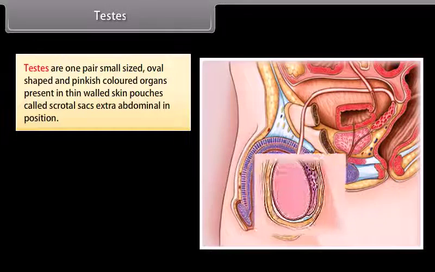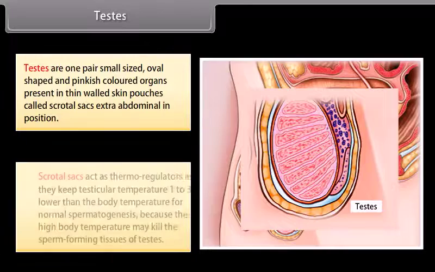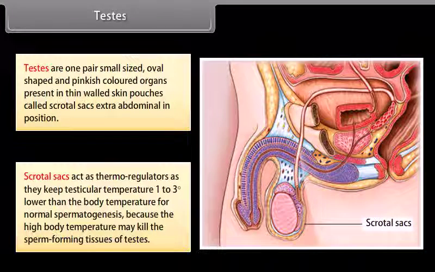Testes. Testes are one pair of small-sized, oval-shaped and pinkish-colored organs present in thin-walled skin pouches called scrotal sacs, extra-abdominal in position. Scrotal sacs act as thermoregulators as they keep testicular temperature 1 to 3 degrees Celsius lower than the body temperature for normal spermatogenesis, because high body temperature may kill the sperm-forming tissues of testes.